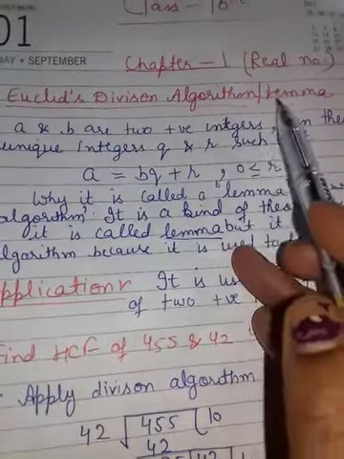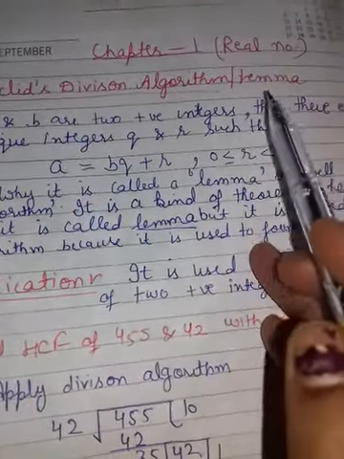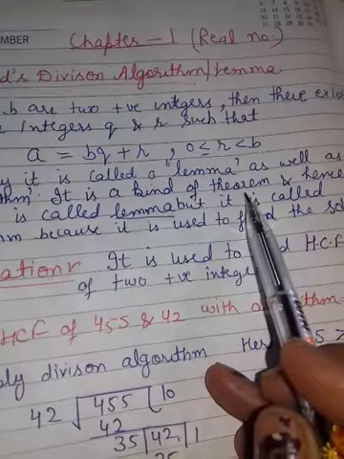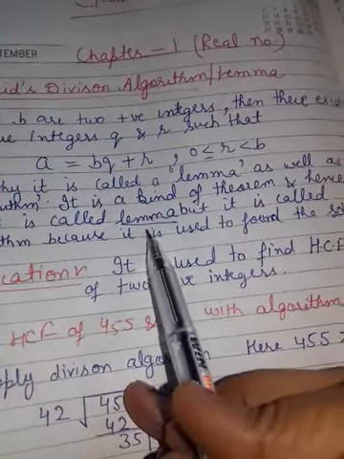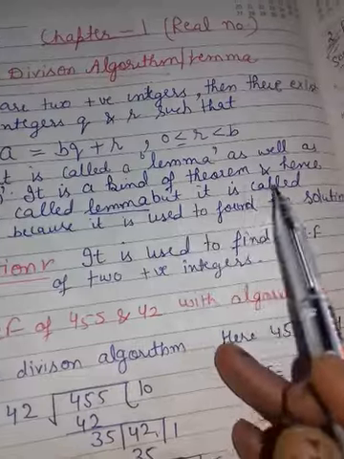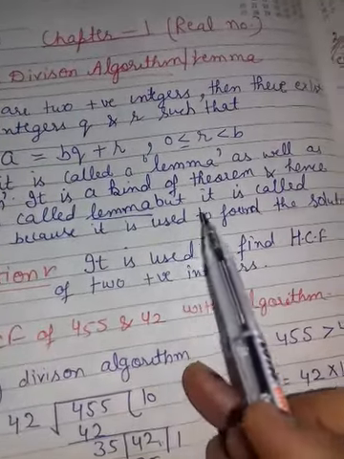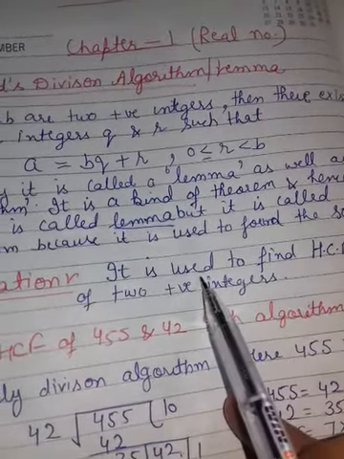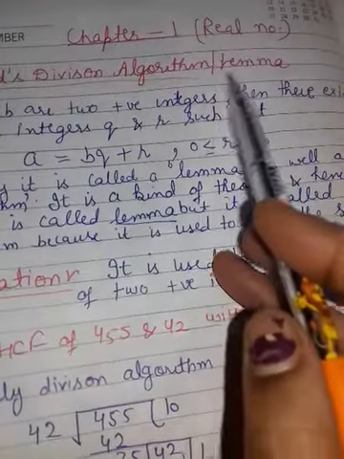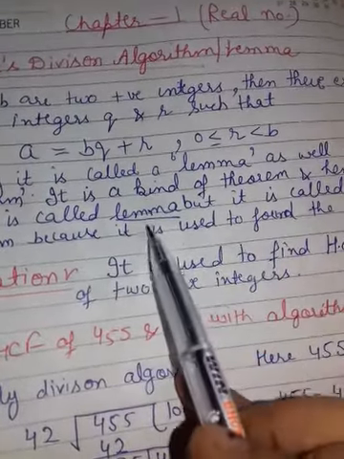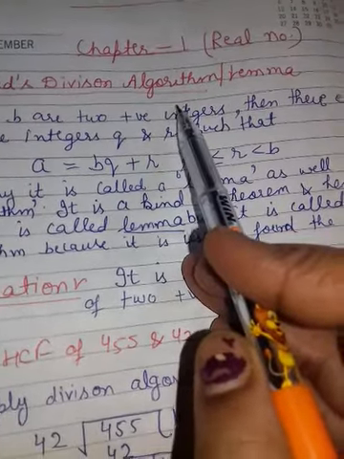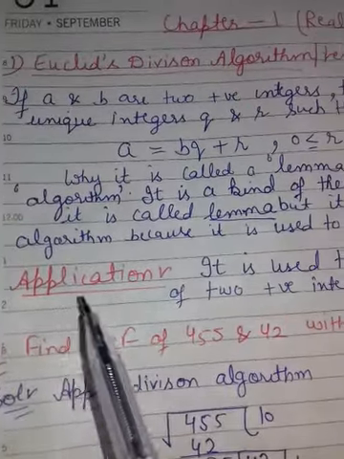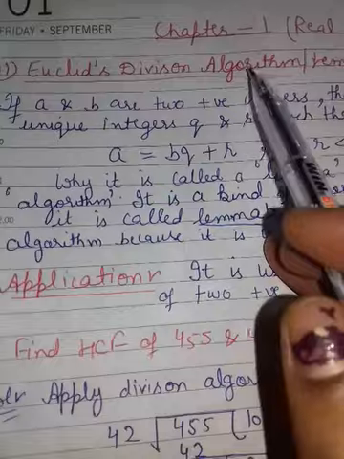Now, why is it called a lemma as well as an algorithm? Now I am clearing the difference between these two. Lemma is a kind of theorem, a theorem which has a proof. Hence it is called lemma. But it is called algorithm because it is used to solve problems. Because we are using it to solve our problems. Clear? Lemma we are saying because it is a kind of theorem. Algorithm, we are solving problems with the help of the algorithm. Fine?